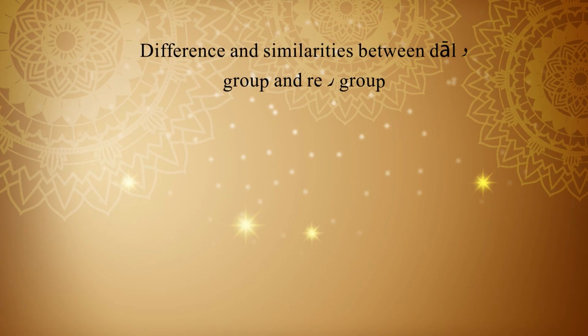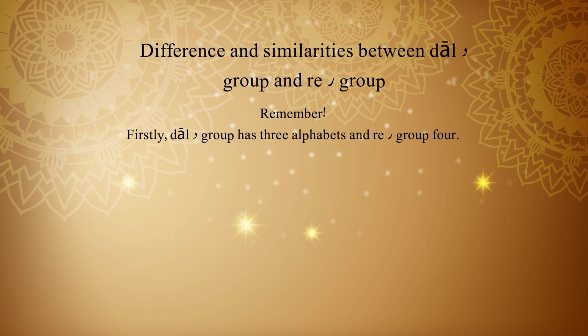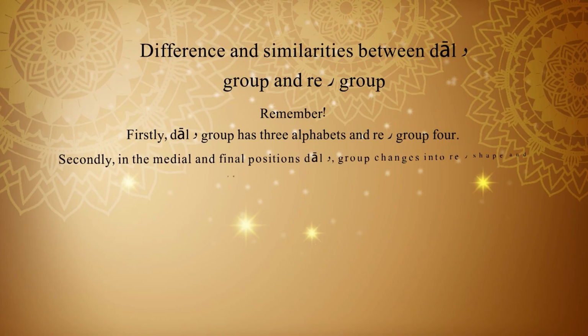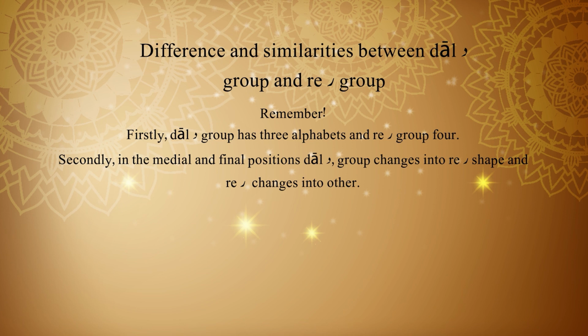So we'll see here the difference and similarities between Dal group and Re group. There are some differences and some similarities between these two groups. Remember, firstly, Dal group has three alphabets and Re group has four. This is the first difference. Three alphabets belong to Dal group and four alphabets belong to Re group. Secondly, in the medial and final positions, Dal group changed into Re shape and Re changed into another.